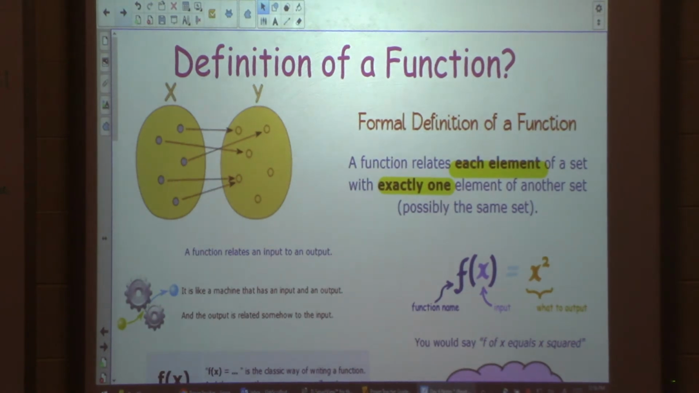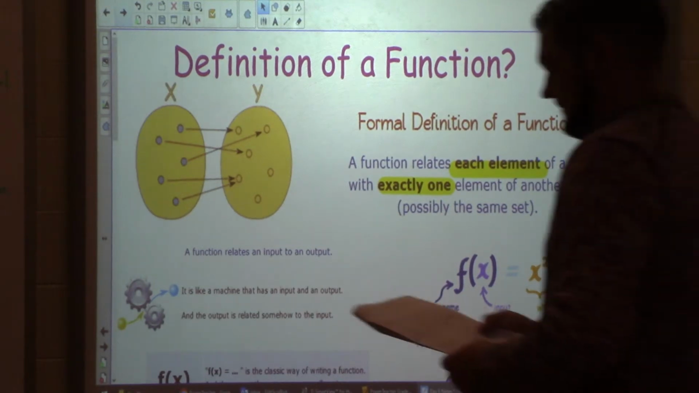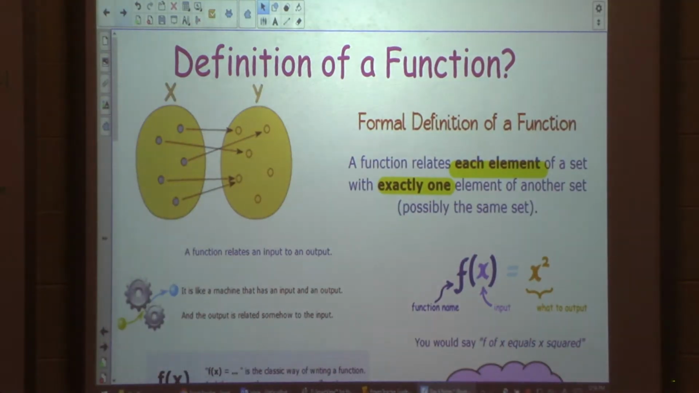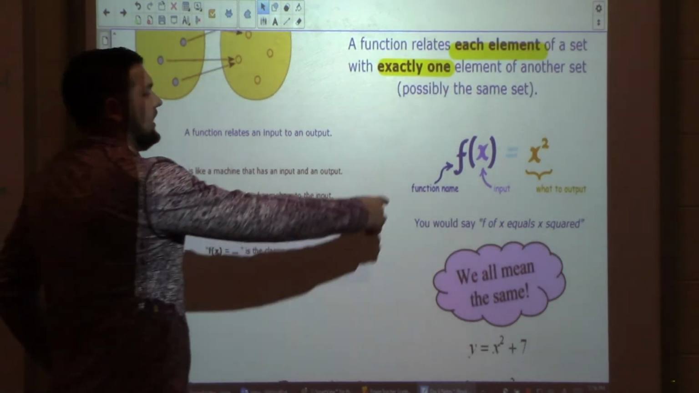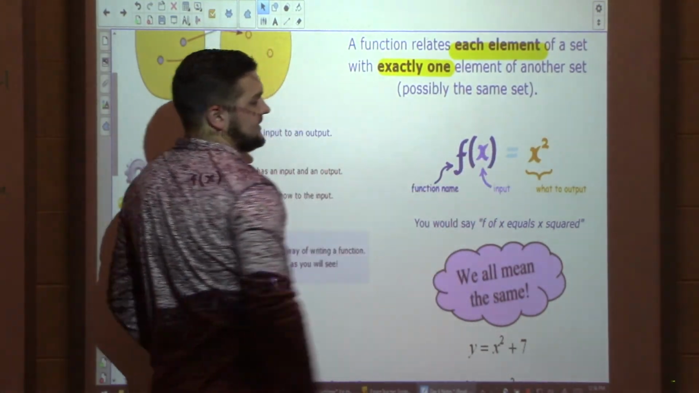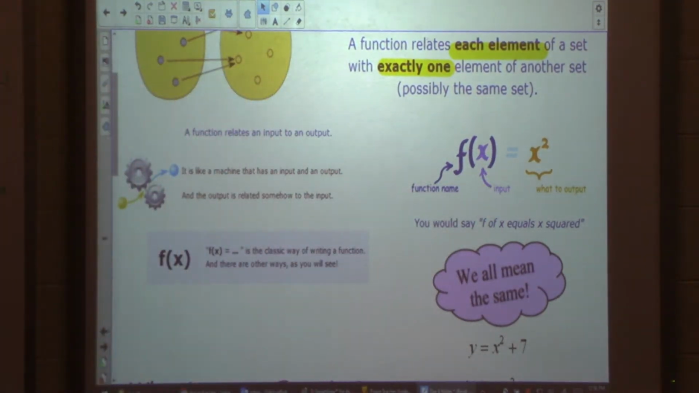So if I plug 2 in for x into a function, I should only get one y value out of it. I shouldn't be able to get both 3 and 4 when I plug in 2. Right? That would make it not a function then. So like I said, it relates one input to an output. If we look at a function, we have a function name. Our input is always right next to that function name.